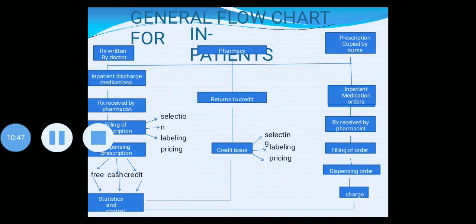Then the prescription is copied by the nurse, inpatient medication order, prescription received by the pharmacist, filling order, dispense order, and charge to the patient, all of this is about the inpatients. Inpatients have chronic diseases, for example diabetic patients, cancer patients, TB patients, which are chronic types of disease found in inpatients.